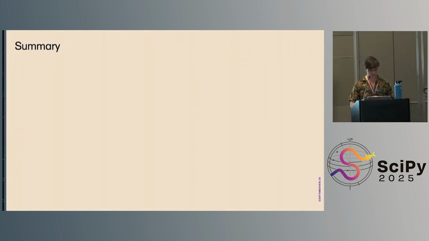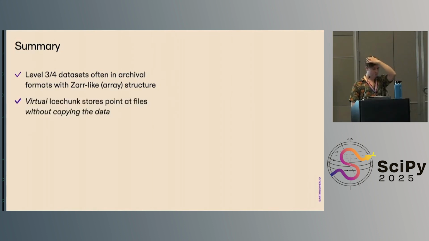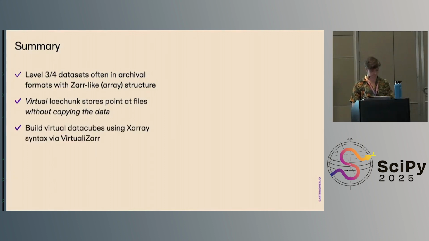So in summary, level 3 or 4 datasets, by which I mean things on big grids, which don't have to be geospatial, are often in archival formats, but those archival formats often have a Zarr-like array structure to them. Creating a virtual Icechunk store allows you to point at the files without copying and duplicating the data. So you could refer to many, many terabytes of data without copying and duplicating them.